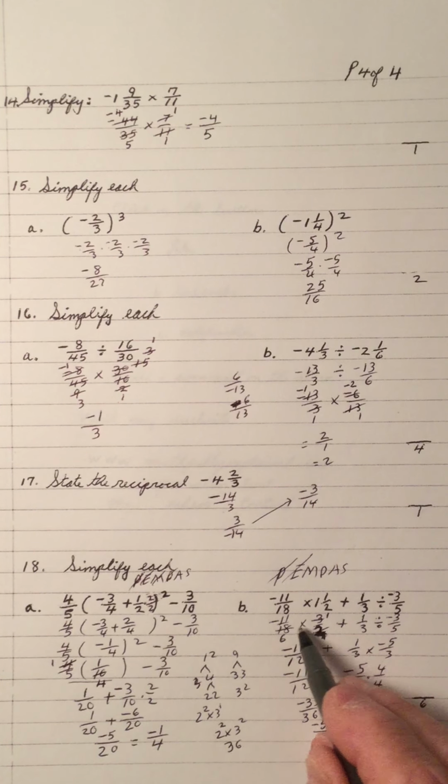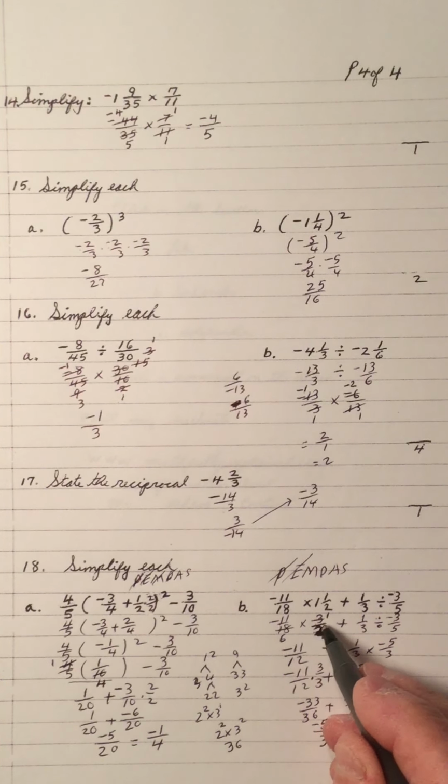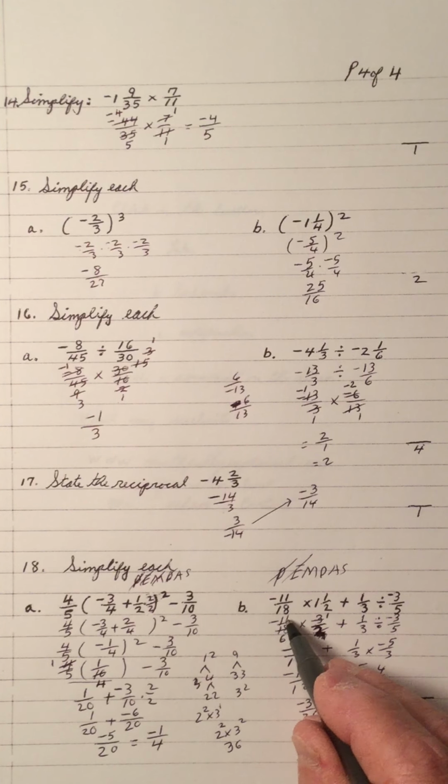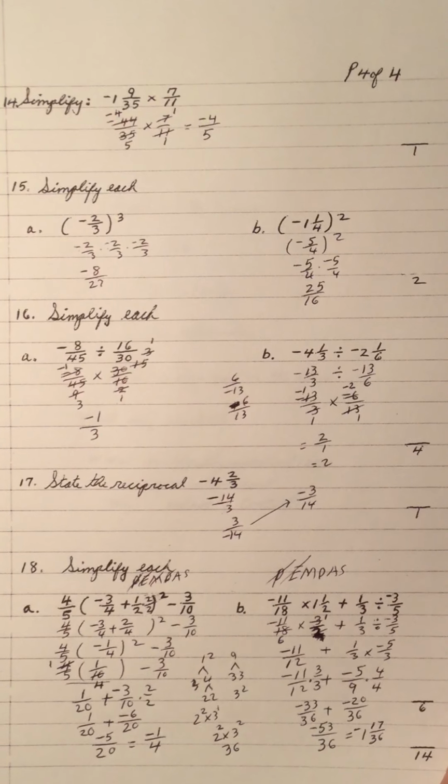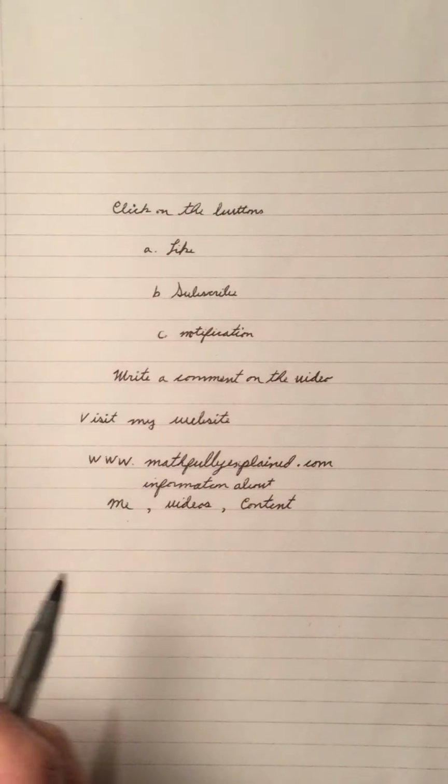Sorry about the little error here. I was dividing by 2, but I couldn't divide by 2 because 2 is not a factor of 11. That brings us to the end of a review on rational expressions.